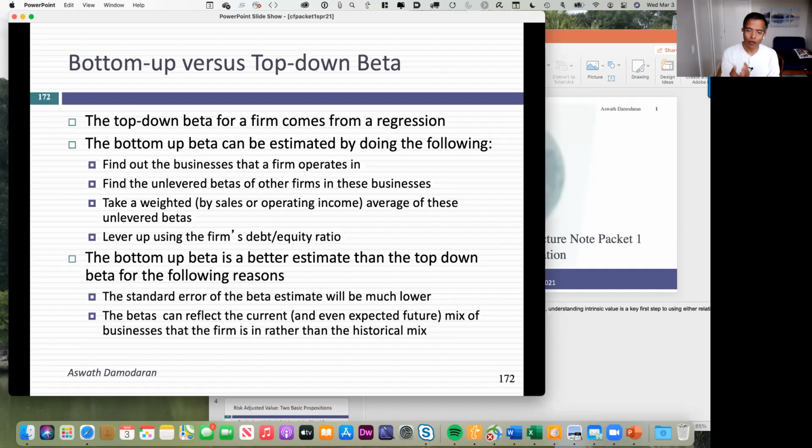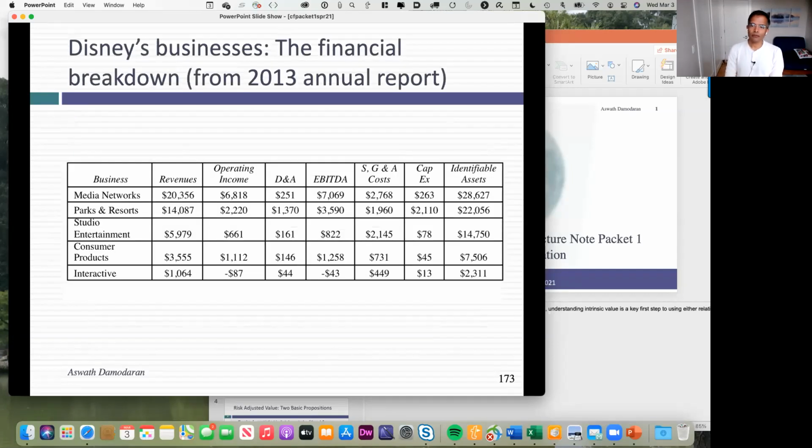That's really the opening I'm going to use. If I can get the betas for the business you're in, a weighted average of those betas will be a much more precise beta for your company than running one regression on your company and saying that's a beta for your company.